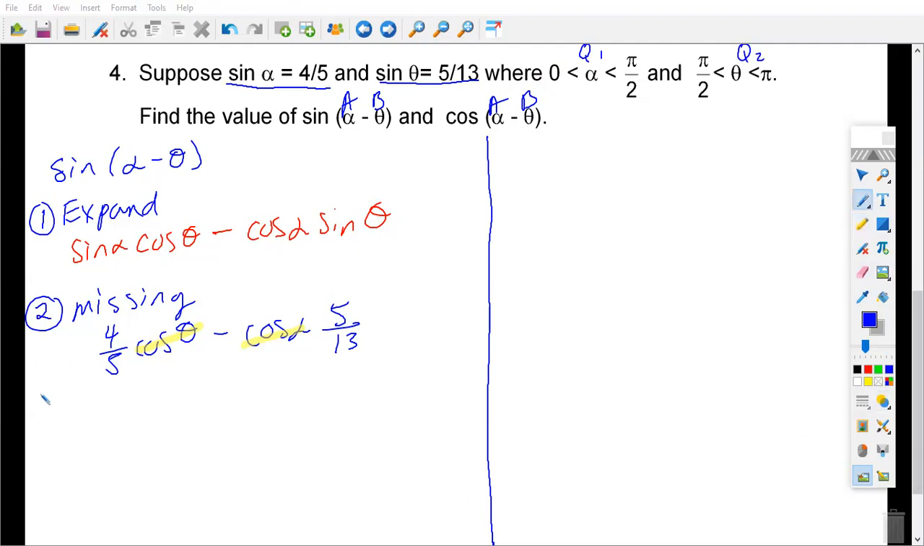So we need to find cosine alpha and we need to find cosine theta. All right, we have to go way back into our file cabinet of knowledge. If I'm given the ratio for my sine or cosine that is not on the unit circle, how do I find the cosine?